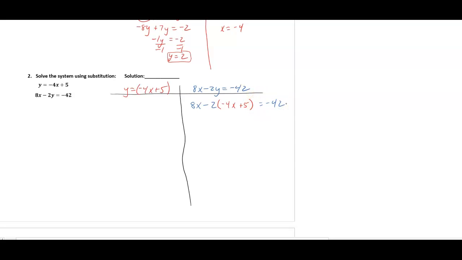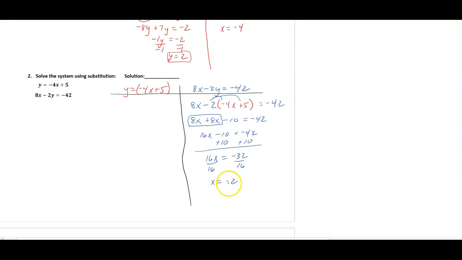Right? And then I'm going to go ahead and solve this equation for x. So 8x. And this is going to give you plus 8x, right? Then minus 10 equals negative 42. First, I combine like terms here. 16x minus 10 equals negative 42. I'm going to add 10 to both sides. 16x equals negative 32. Divide by 16, x is equal to negative 2.